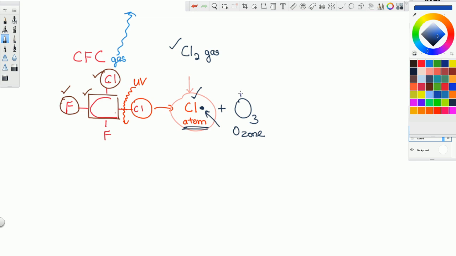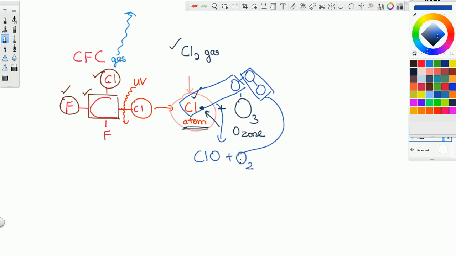Ozone means O3, with 3 oxygens. This chlorine will take 1 oxygen from the ozone and form ClO here. This is called chlorine monoxide. And what remains is O2, which is the oxygen. So chlorine monoxide and oxygen are both stable. But the main point is this step already destroys 1 ozone molecule, becoming O2 and ClO here. So basically 1 ozone molecule is destroyed in this step.